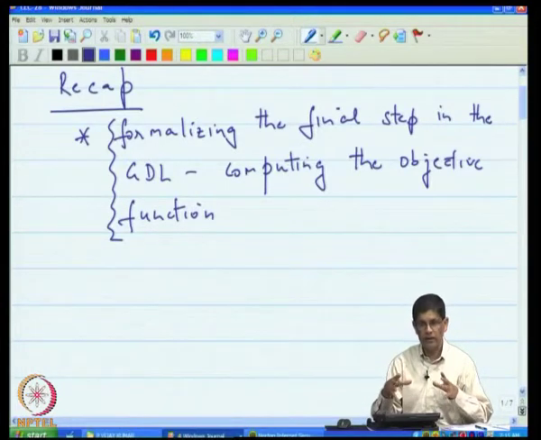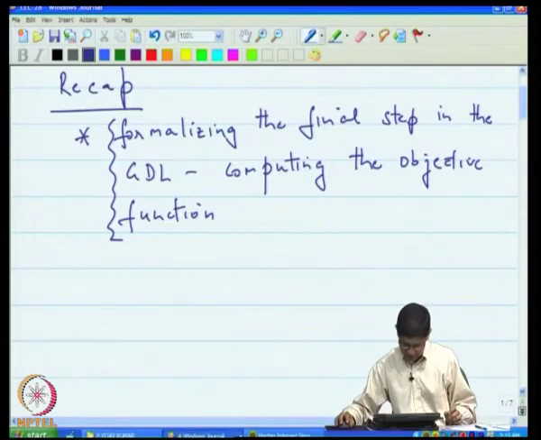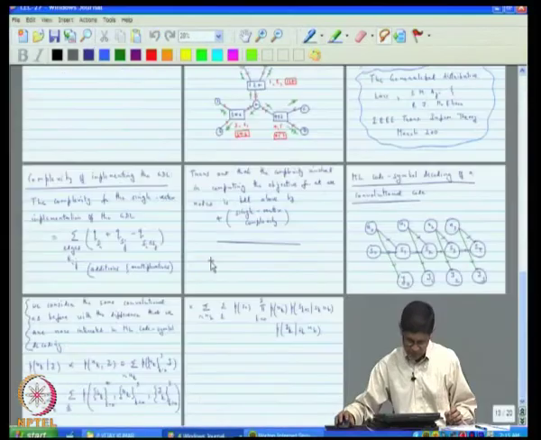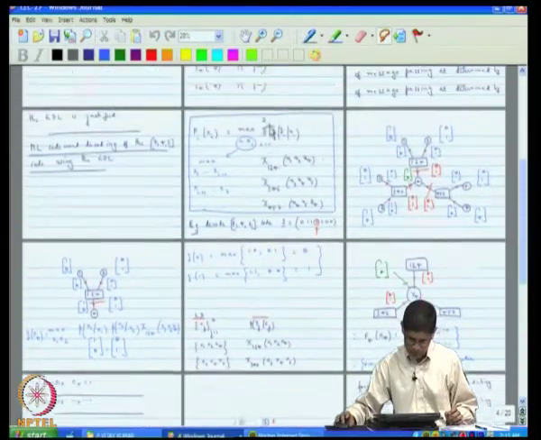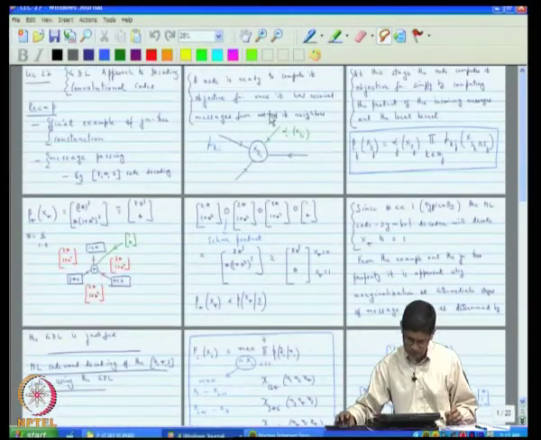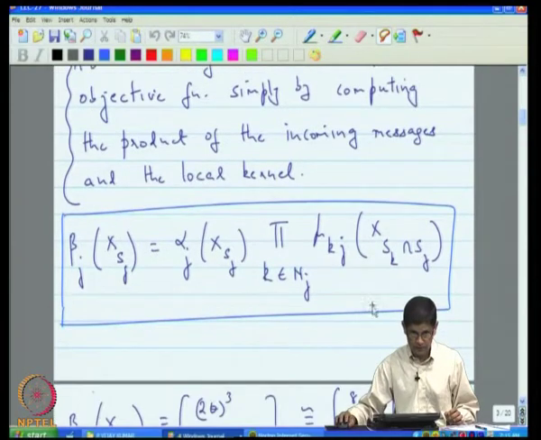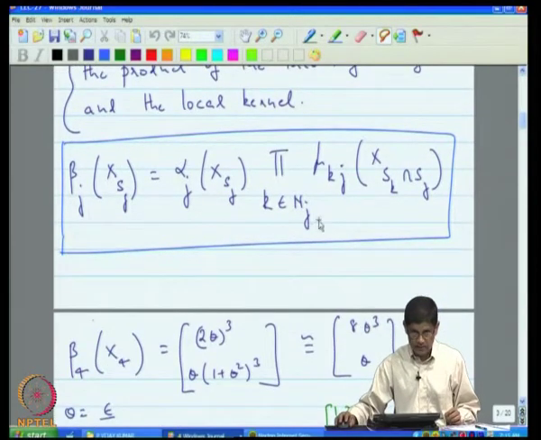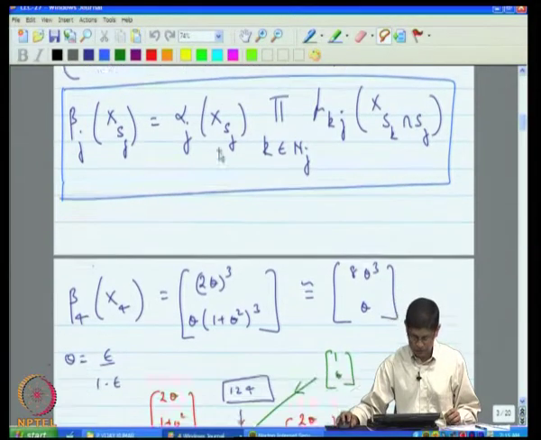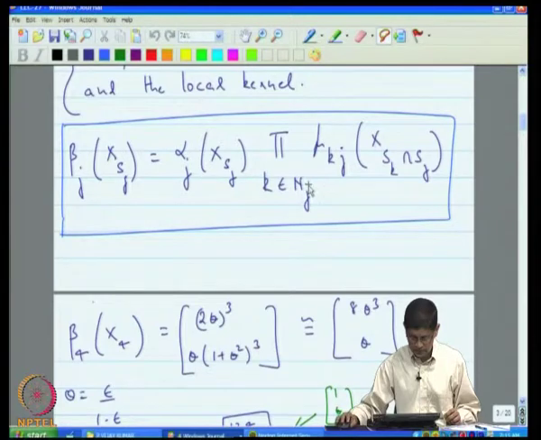Okay. So, then in the beginning of the lecture we talked about the last step in implementing the GDL, which is computing the objective function at a single node. And maybe I will just quickly show you the expression on that one. So, this is the expression that we had there for computing the objective function. Basically, it is just simply computing the product of all the incoming messages together with the local kernel. There is no marginalization required at this stage.